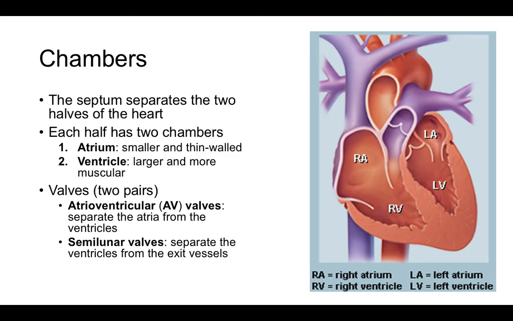And then we have the valves. Now we have two different types of valves. We have the atrioventricular valves, which, as you may have guessed, are between the atria and the ventricles. And then we have the semilunar valves. The semilunar valves are right here. They prevent backflow once the ventricles have contracted and pushed the blood into the pulmonary artery and the aorta. These semilunar valves will close very quickly to prevent the backflow of the blood into the ventricles.